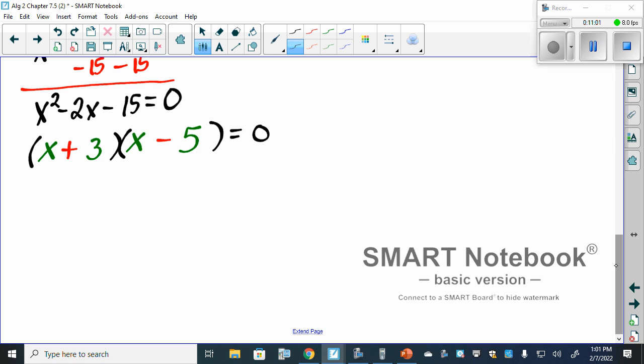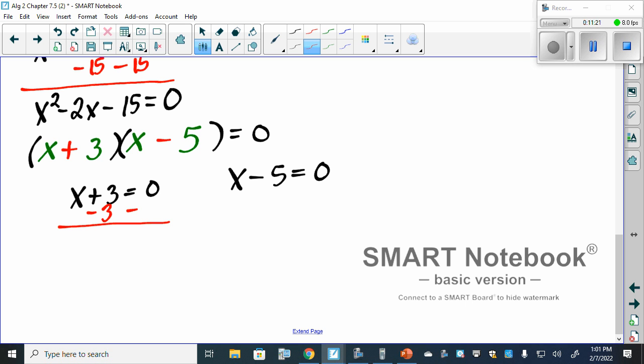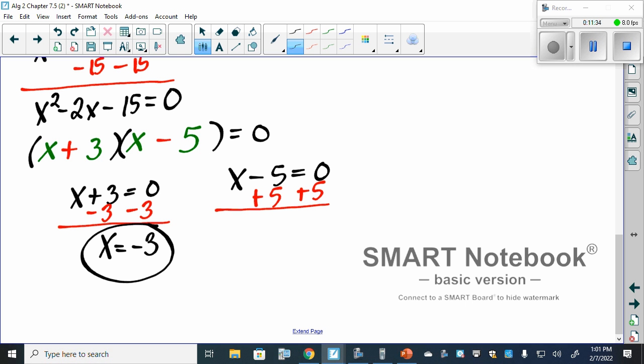Now at this point here, we do have two things multiplied together to equal 0, so one of these must be 0. Either x plus 3 is 0 or x minus 5 is equal to 0. One of these has to be 0. So for x plus 3 is equal to 0, well, we can subtract 3, telling us x is equal to negative 3. Here we would add 5, telling us x is equal to 5.